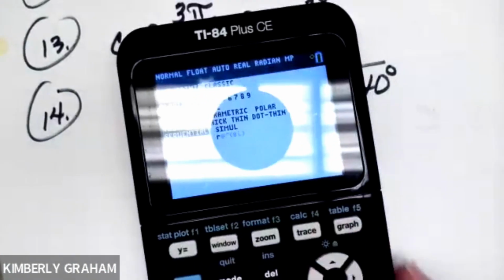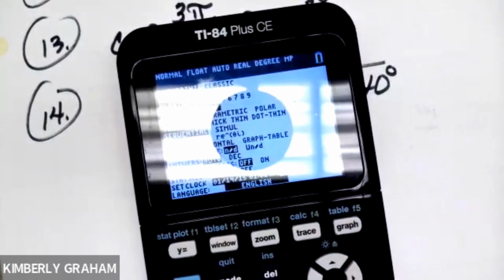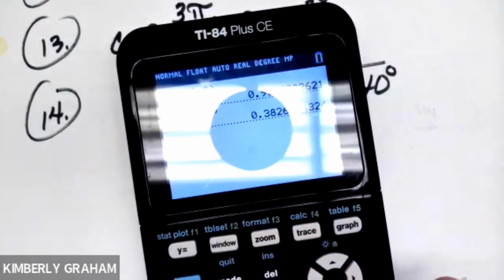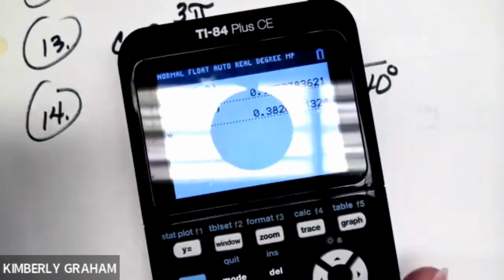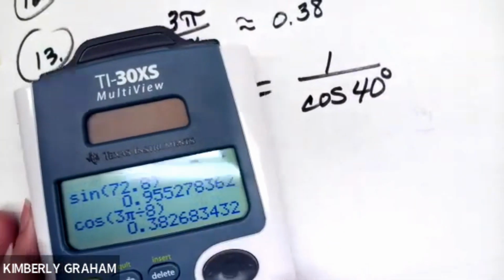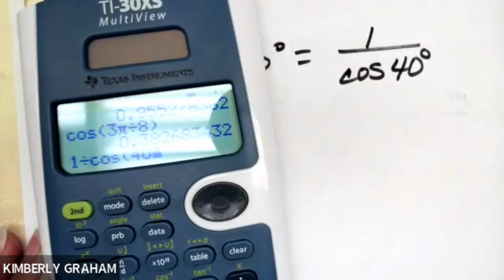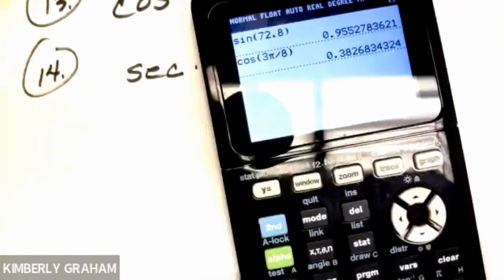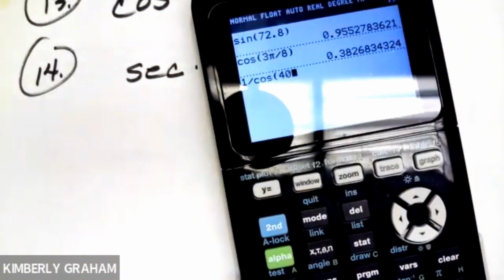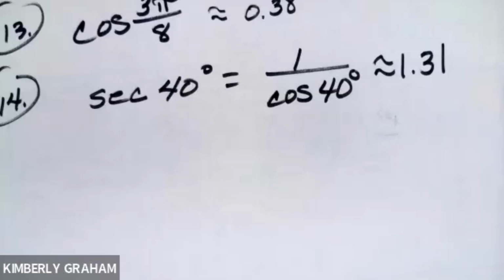So we're back in degree mode. And mode here, degrees. So we want 1 divided by cosine of 40. 1 divided by cosine of 40. And that's approximately 1.31.